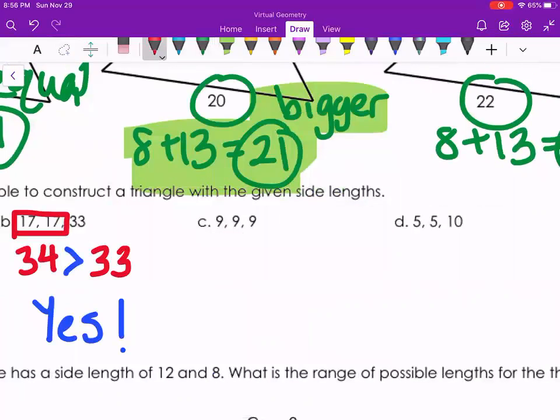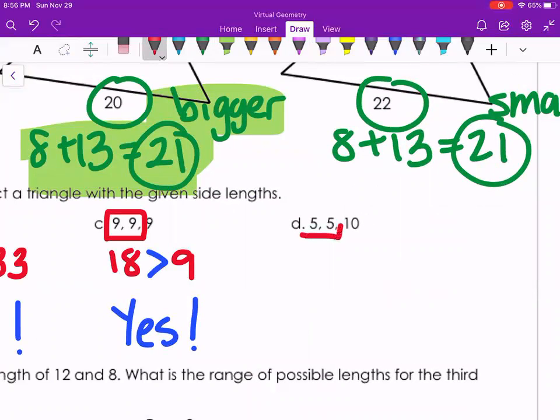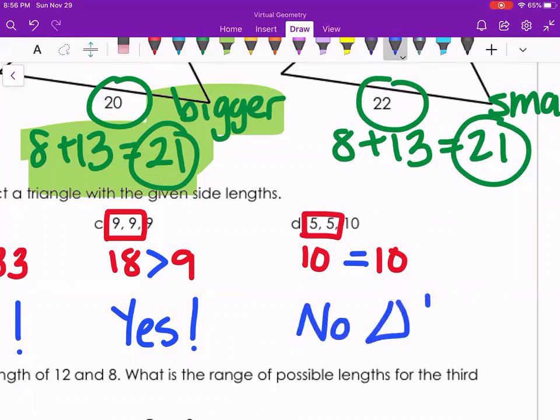Let's check C. C is a little different. All three numbers are exactly the same. So if that happens, it does not matter what two you pick, because again, they're always going to be smaller. We add those two nines up, 18, compare it to our leftover 9. 18 is greater than that third side, so another yes. And then we do our last set down here. Add your two smaller numbers, 5 and 5, which is a 10. Compare it to the last side that's there, another 10. They are equal. No triangle.